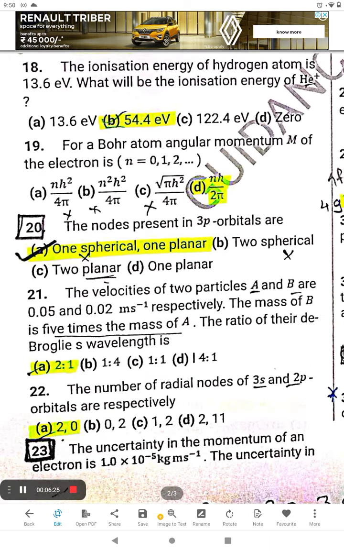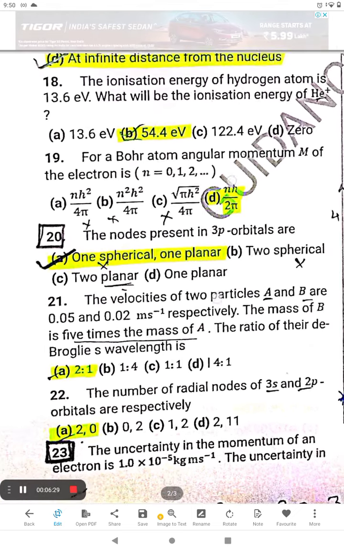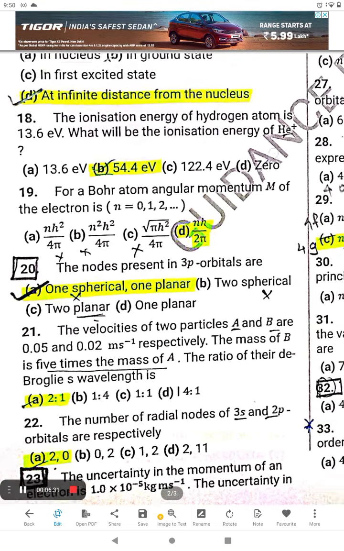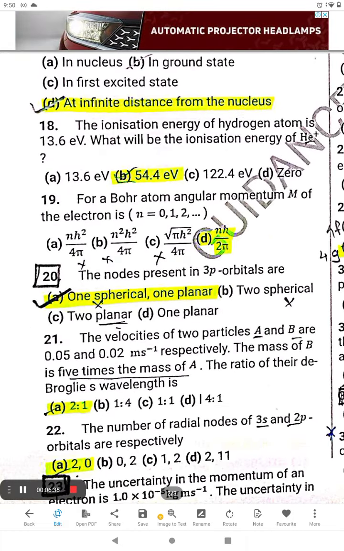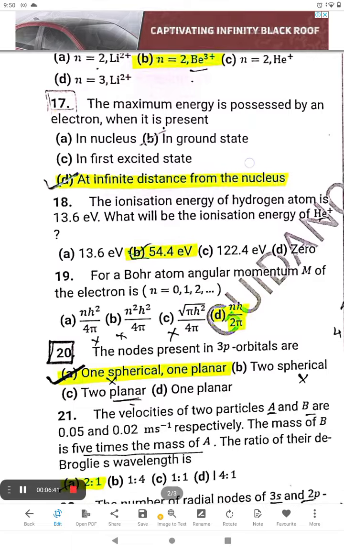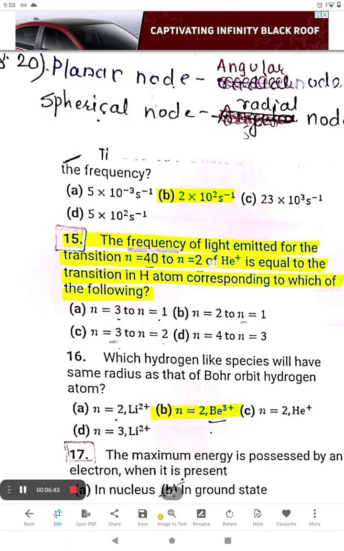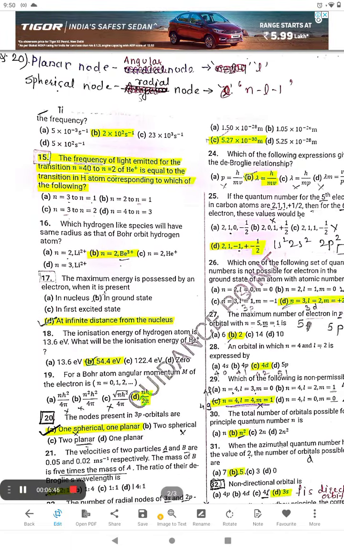Now, the nodes present in 3p orbitals are... see, a node is a space where electrons are not there. The electron density is 0. The options are 1 spherical 1 planar, 2 spherical 2 planar, and so on. Just remember, a planar node is the angular node.